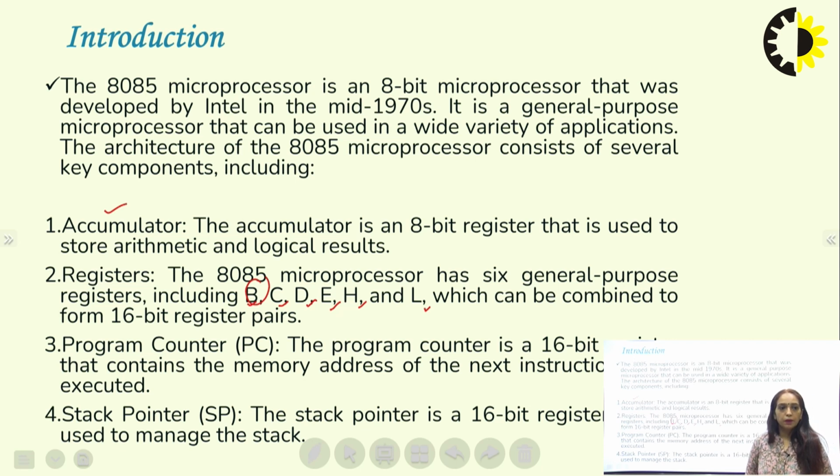Then we have the program counter, which is a very important part of the 8085 processor. It is a 16-bit register which holds the address of the next instruction to be executed. Then we have the stack pointer. Your stack pointer is also a 16-bit register which is used to manage the stack, which means that whenever we want to store some temporary data needed during execution, that data can be stored in the stack.